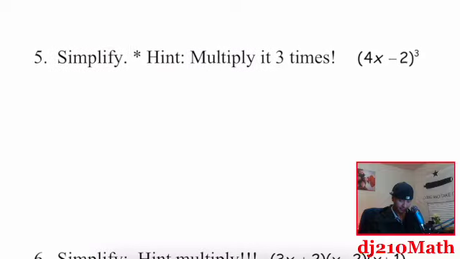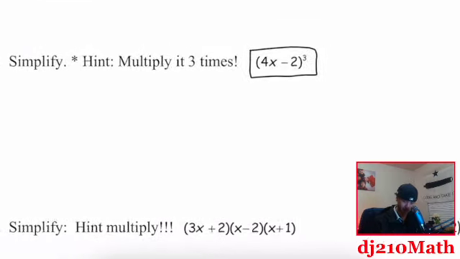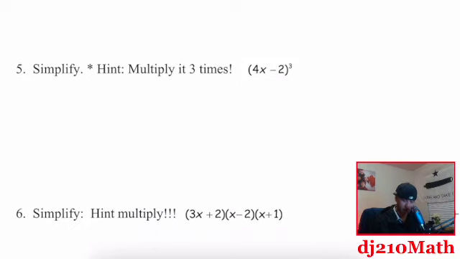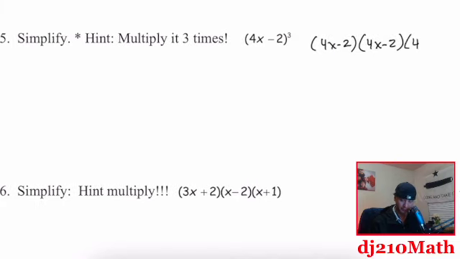All right, number 5. Hint, multiply it 3 times. Okay, so this is going to be 4x minus 2 cubed. Right, cubed. So what this is saying is 4x minus 2 times 4x minus 2 times 4x minus 2. Okay, the best way to do this is to do 2 at a time.